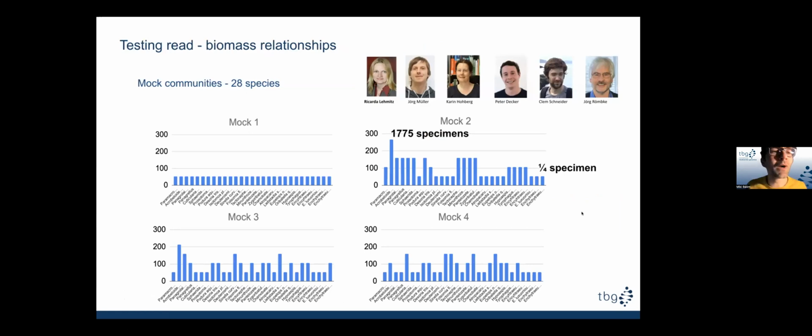All right, so we were looking into how well read and biomass relationships are actually reflected in metagenomics. The Görlitz colleagues compiled for us 4 types of mock communities. Each of these mock communities consisted of a large number of specimens from 28 soil invertebrate species. They were a bit different because we were trying to simulate different abundance ratios among the specimens. And each of these mocks was replicated 3 times. So you can imagine this is a tremendous amount of work, given that, for example, in this community, this nematode here had to be represented by almost 2,000 specimens, while some other species were represented by a fraction of a specimen, like larger enchytraeids.